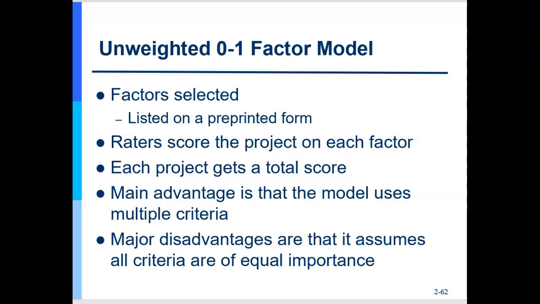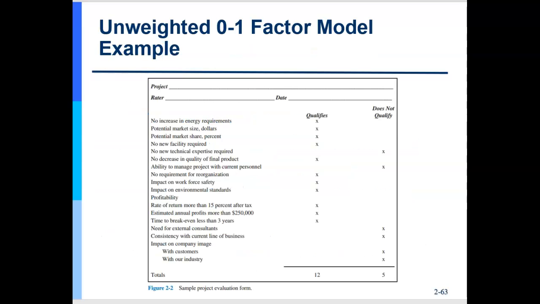So an unweighted model is going to look at each item, rate the score, and then total them up. It allows me to use multiple criteria, which is great. But as I mentioned, not all criteria are equal. Here's what a weighted model might look like from the book, right? You can see figure 2-2, review that in the book.